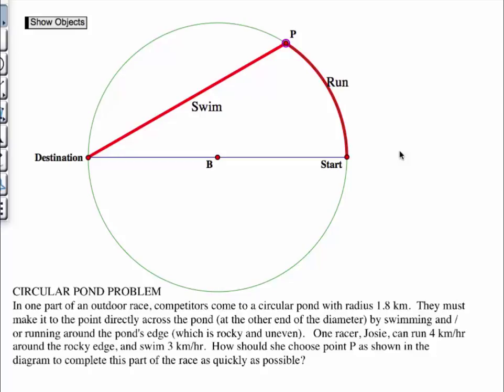Okay, so tell the person next to you, what is going to be the central feature of the solution to your problem? What's going to be the central thing, the focal point, in your solution to this problem? Go. Tell the person next to you.